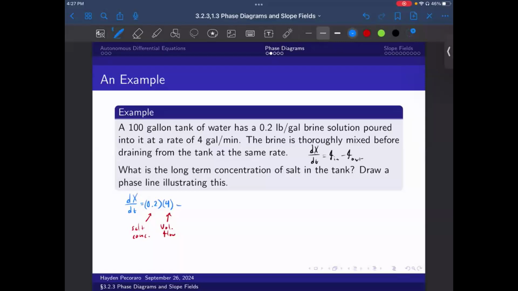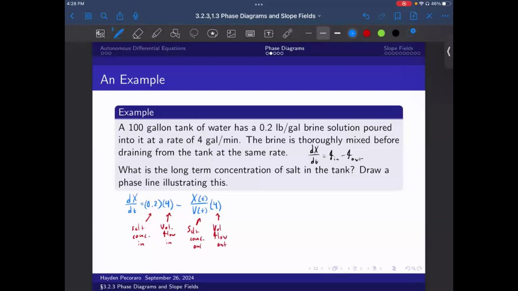And then what's going to happen over here is that we need to subtract out the salt concentration out, which is going to be the total amount of salt that we have currently, divided by the current volume. Okay, so that's our concentration. We call this salt concentration in, and this is salt concentration out. And times our flow rate, volumetric flow in, or sorry, out.